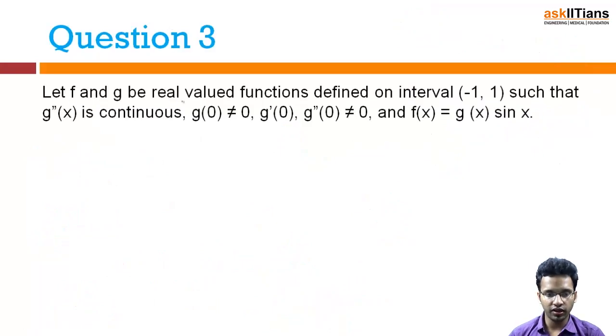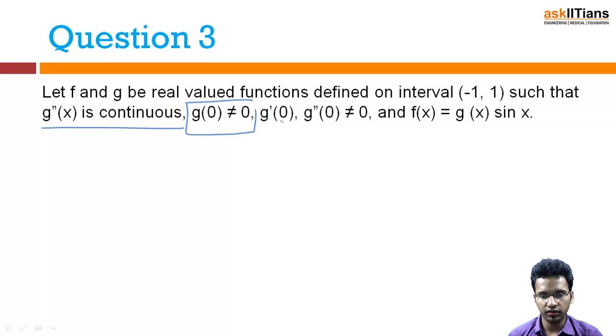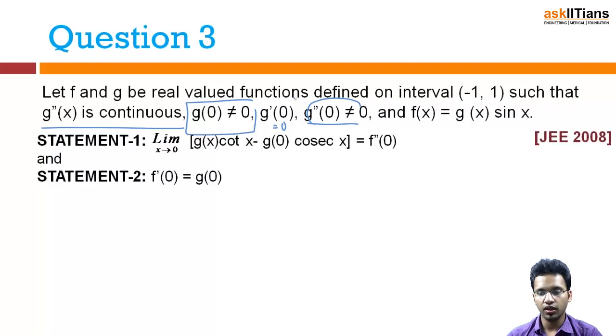Let f and g be real valued functions defined on the interval -1 to 1 such that g double dash is continuous. This is not equal to 0. There is something missing here. This is equal to 0 and this one is not equal to 0. This question came in JEE 2008 and I am quite familiar with it, because this is a very good question. f of x is given to be this.